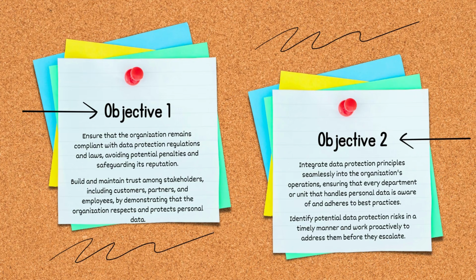Next, integrate the data protection principles seamlessly into the organization's operations, ensuring that every department or unit that handles personal data is aware of and adheres to best practices. And finally, identify potential data protection risks in a timely manner and work proactively to address them before they escalate.